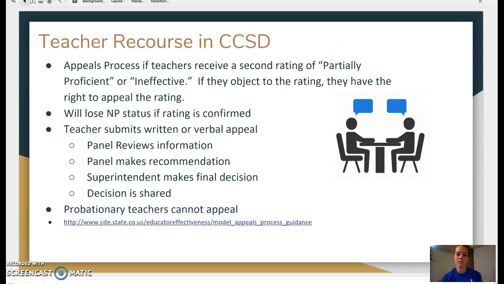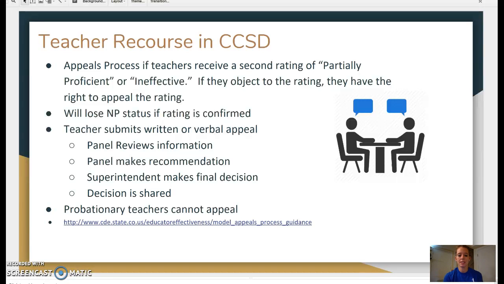So for recourse in Cherry Creek School District, I was very unclear about this. It is not made available to us easily, but there is an appeals process that teachers can go through if they receive 2 years in a row ratings of partially proficient or ineffective. If they object to the rating within 15 days of receiving it, they have the right to appeal that rating. If the rating is confirmed, however, they will lose their non-probationary status, but they're not fired until 3 years of showing ineffectiveness.